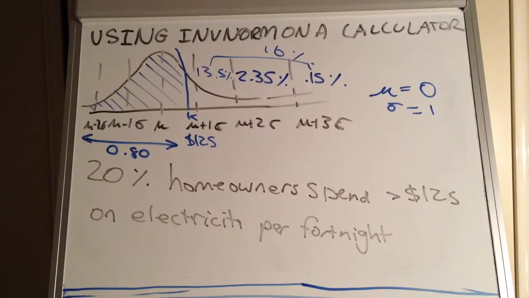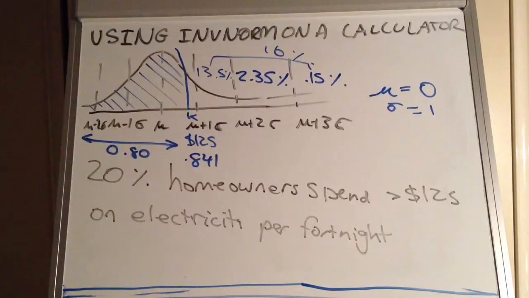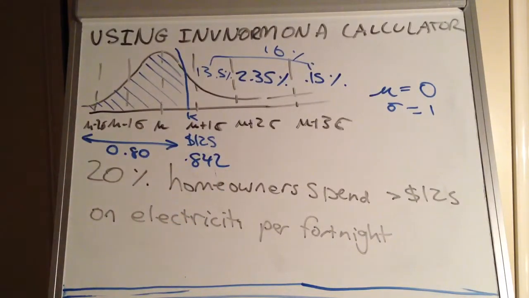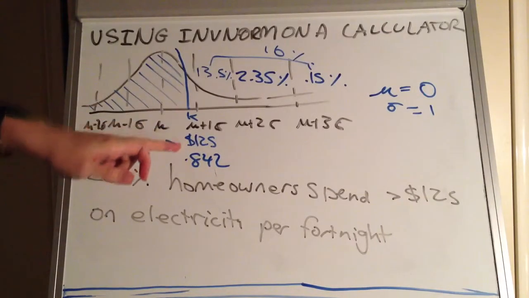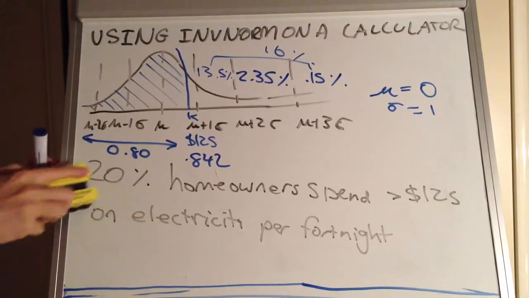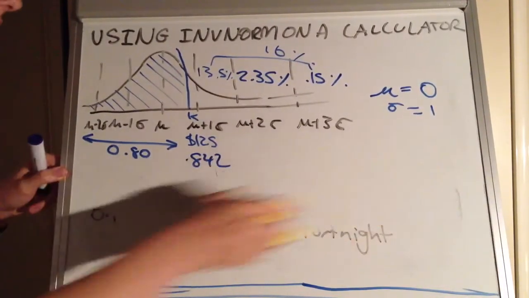We paste that, we enter that, and we get a z-score. And the z-score says 0.841. That's good. 0.842 when we actually round it. So now that we've got our z-score and we understand that $125 is there and our standard deviation is $5, we can use our z-score formula to calculate where the mean will be. And this is pretty cool.